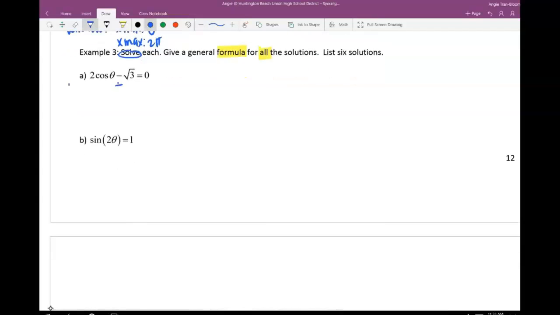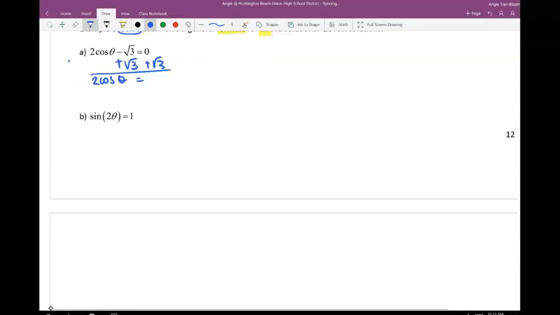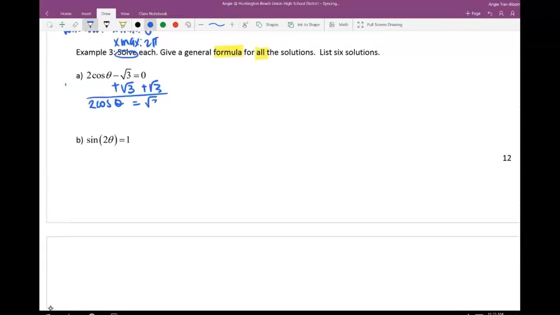So first I'm going to add radical 3 to both sides. The formatting of this looks a little bit weird. Hopefully it's better on your paper, on your notes packet, but I highly doubt it. Sorry about that. Okay. So 2 cosine of theta equals rad 3. Divide both sides by 2. Since the formatting is a little bit off, cosine of theta is now positive rad 3 all over 2.